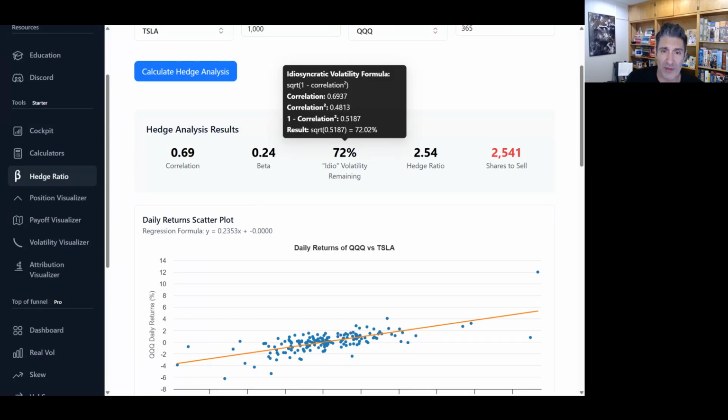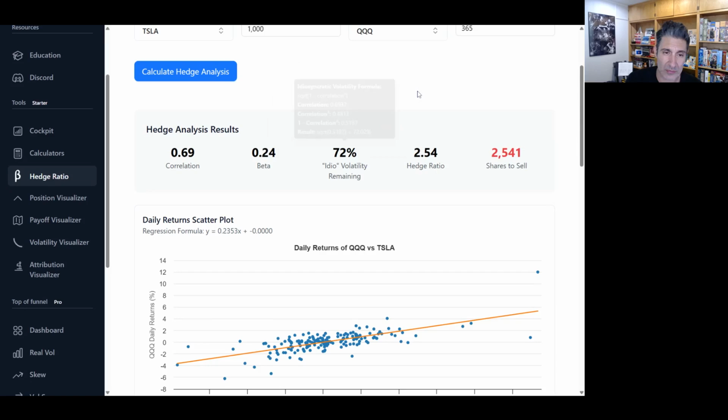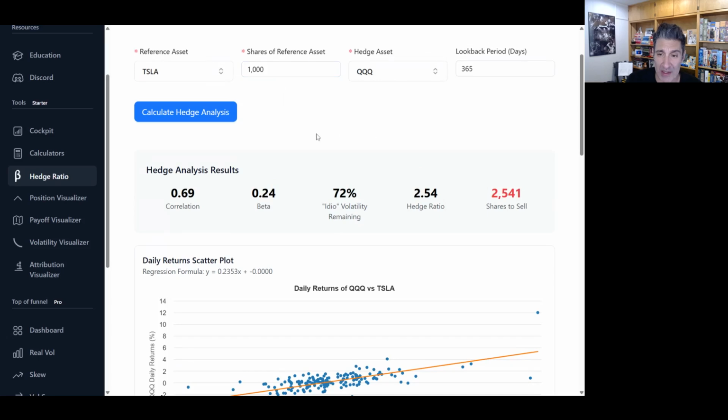And the formula for this is the square root of 1 minus the R squared, or 1 minus the correlation squared. And we get a number of 72% based upon a correlation of 0.69. The idio is 72%. What the heck does that mean? So what that's saying is you've got this spread on, but 72% of the vol of the reference asset is unexplained by the hedge asset, right?